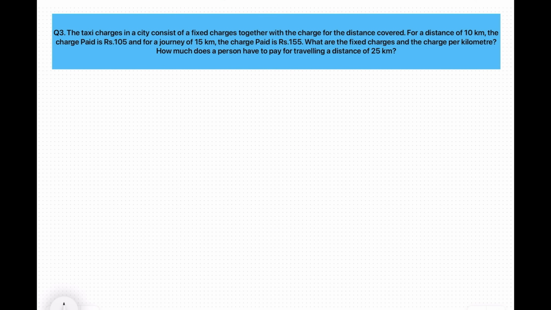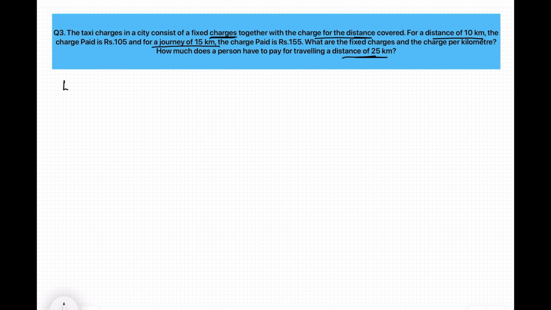Okay. This is the third question. In that, taxi charges in a city consist of fixed charges and charges that depend on the distance. There are two conditions given for us: a journey of 10 kilometers and a journey of 15 kilometers. And we have to find how much we have to pay for traveling 25 kilometers. So these are the keywords we have to focus on.